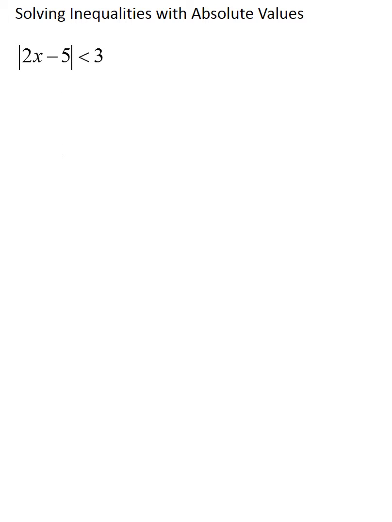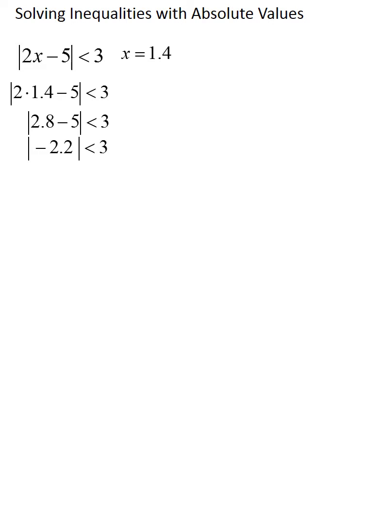But it's not the only number that's a solution. I've also discovered that x could be 1.4. Sort of a random number I picked. Watch why 1.4 is also a solution. If I replace x with 1.4 and do some arithmetic, I will also get a true statement. 2.2 is less than 3, therefore 1.4 is also a solution.